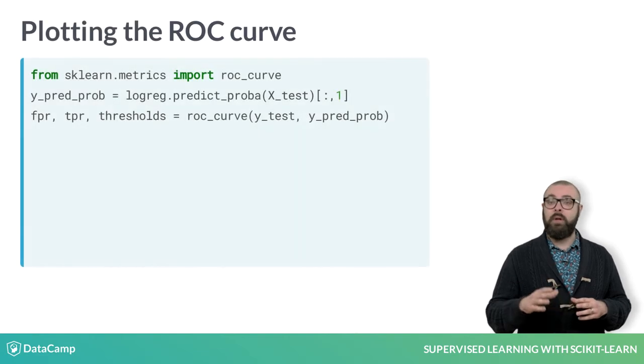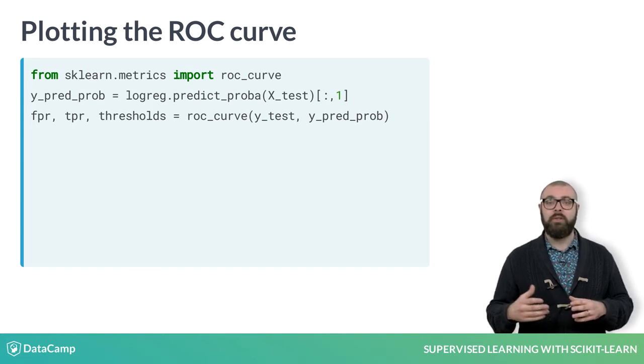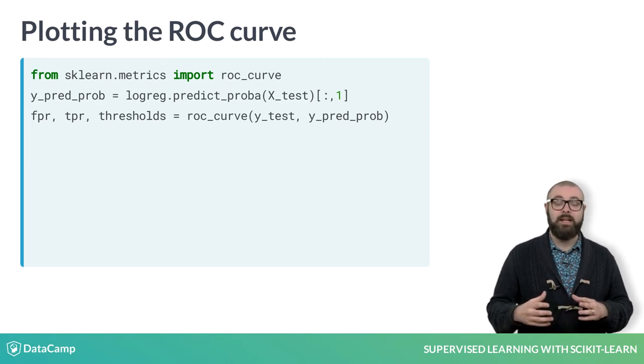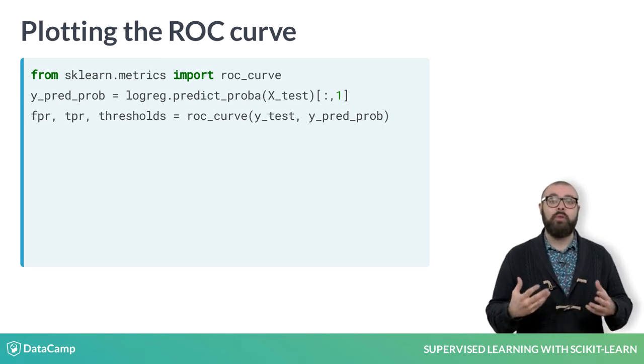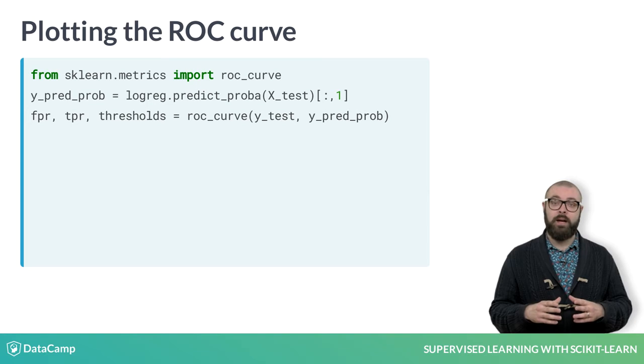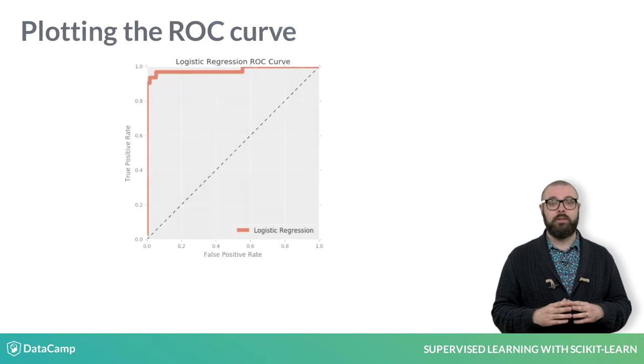To plot the ROC curve, we import roc_curve from sklearn.metrics. We then call the function roc_curve. The first argument is given by the actual labels, the second by the predicted probabilities. A word on this in a second. We unpack the results into three variables: false positive rate, FPR, true positive rate, TPR, and the thresholds. We can then plot the FPR and TPR using pyplot's plot function to produce a figure such as this.